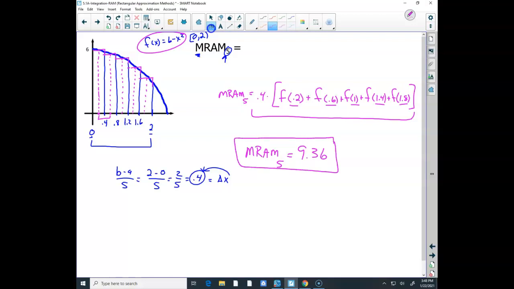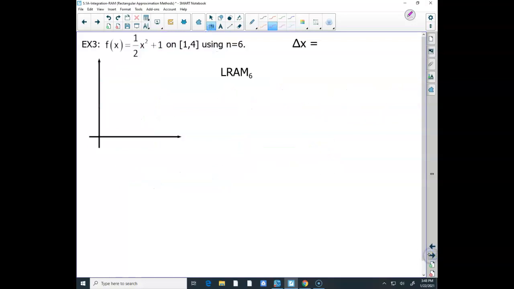Okay? And the more rectangles we pack underneath there, the better estimate we get. Hopefully you can see the midpoint estimation is much better than the left or the right in this case, because I get a little under, I get a little over, and it just gets a little bit nicer. Okay? A couple more quick examples.